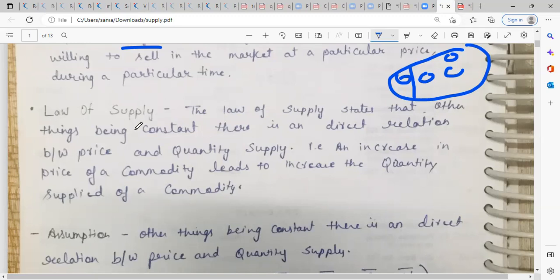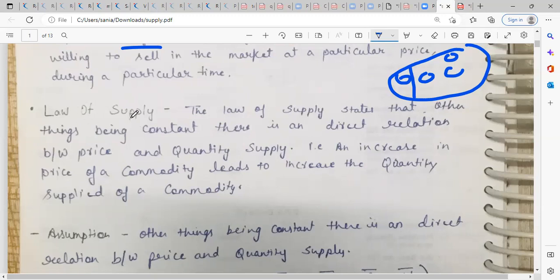But now the law of supply. Right now you have to think from the point of view of a producer. You will sell when the prices are really high because you want to earn profit. You are not a consumer anymore, you are a producer right now. So a producer always thinks there is a benefit if the prices are high.